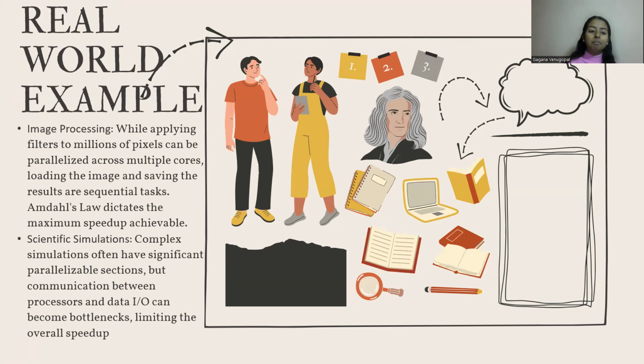Image processing: while applying filters to millions of pixels, the work can be parallelized across multiple cores. Loading the image and saving the results are sequential tasks. Amdahl's law dictates the maximum speedup achievable. Heading towards scientific simulation: complex simulations often have significant parallelizable sections, but communication between the processors and data input-output can become bottlenecks, limiting the overall speed.